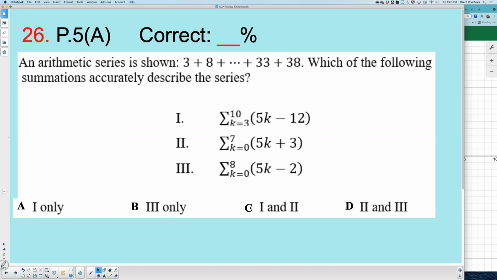Number 26 says this: an arithmetic series is shown, 3 plus 8 plus ... plus 33 plus 38. Which of the following summations accurately describes this series? And you have 3 different options here. We're looking at these 3 series, and we have to determine which one is accurate to represent the series given above.